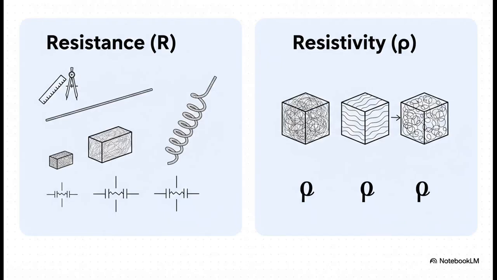Let's just put these two side by side to make this crystal clear because this is a really important distinction. Resistance is about a specific object. It depends on what the object is made of and its shape. Resistivity is about the stuff itself. Copper has a very low resistivity. Rubber has an incredibly high resistivity. And that's the fundamental difference.